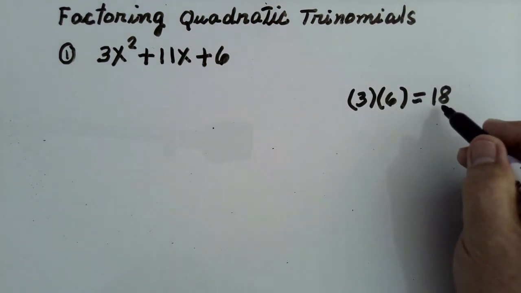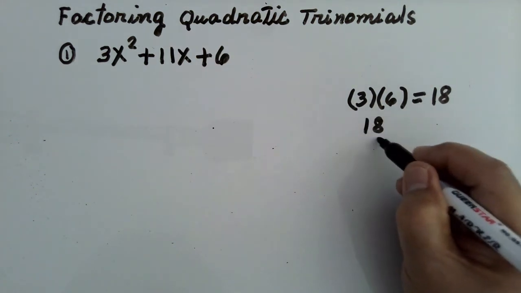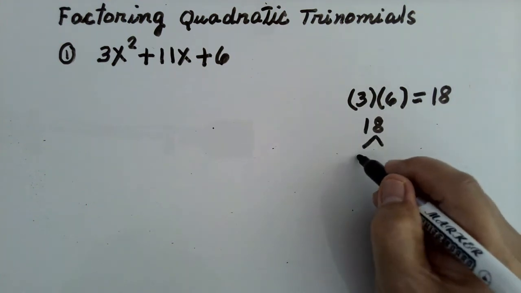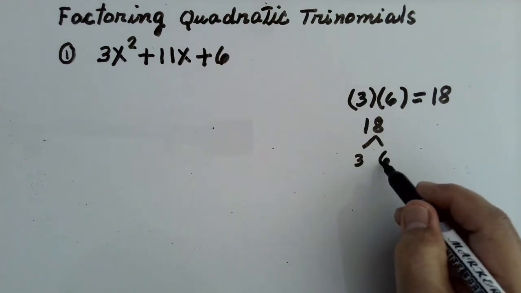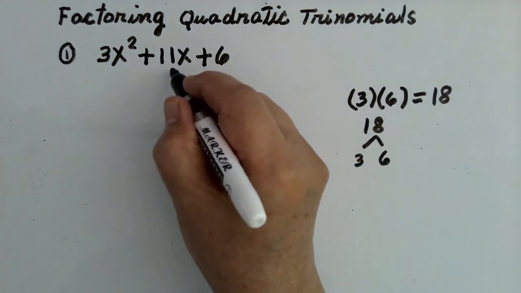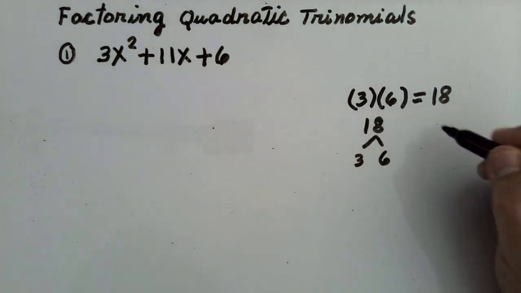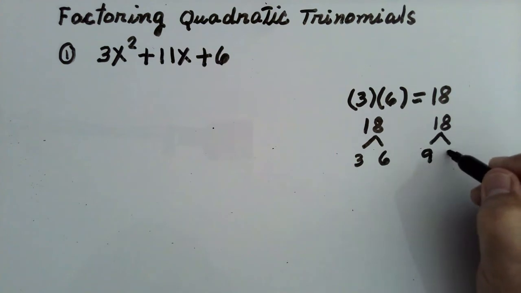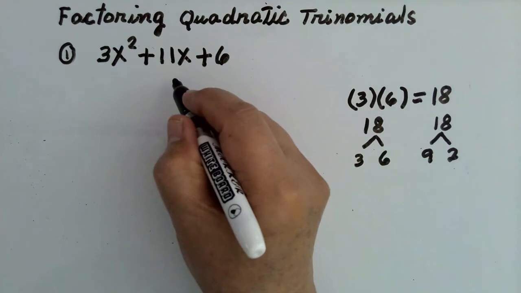And then factor 18 using factor trees. Use only two branches. So let us try 3 and 6. 3 plus 6 is 9. It is not 11. 6 minus 3 is 3. It is not 11. Try to factor it using other factors. Let us say 9 and 2. 9 plus 2 is 11.